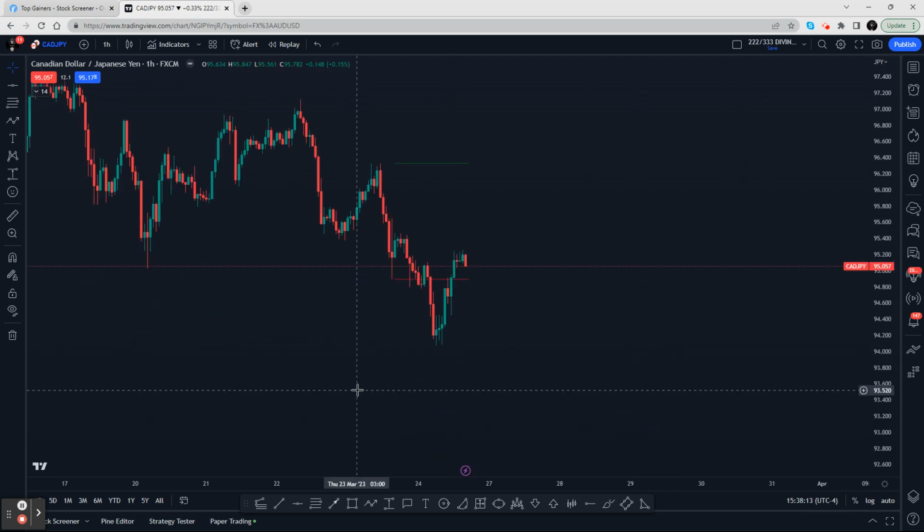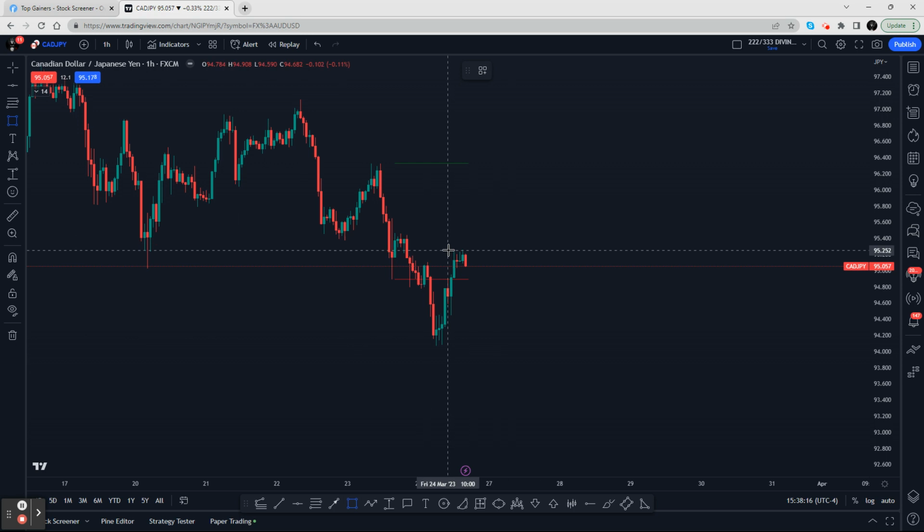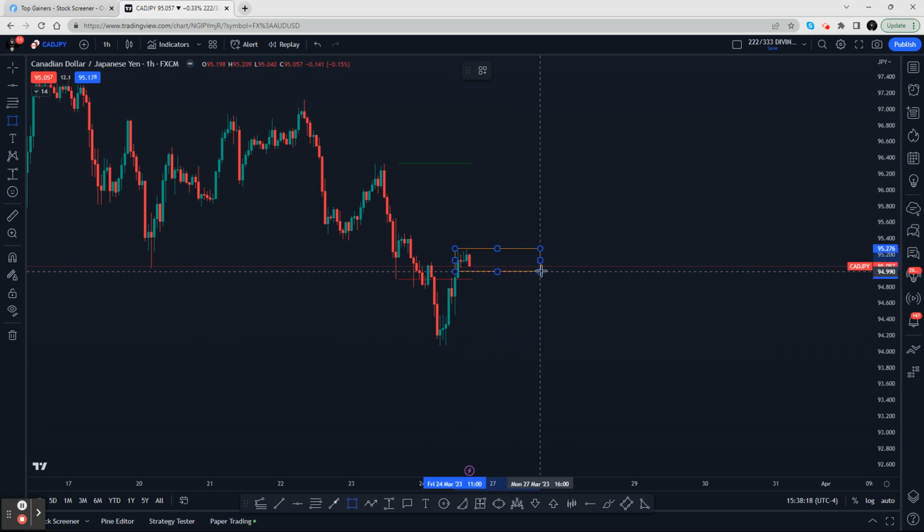All right, so we could count this as a level. We got a few candles. It's in this zone. So this is in the zone. So now we know where the market opens today in a few hours. We're looking for how price is going to react out of the zone.